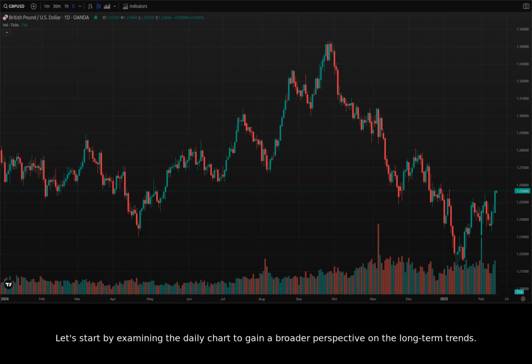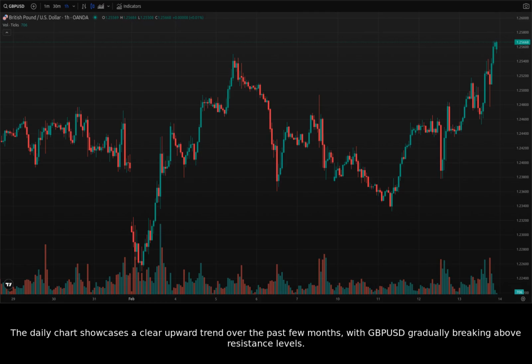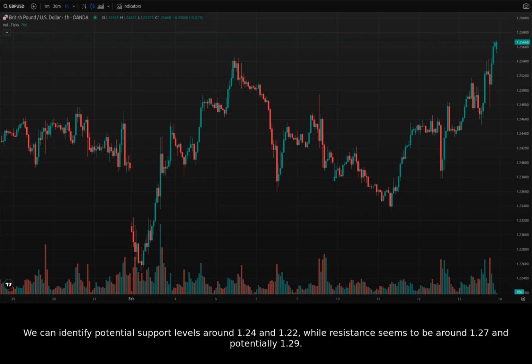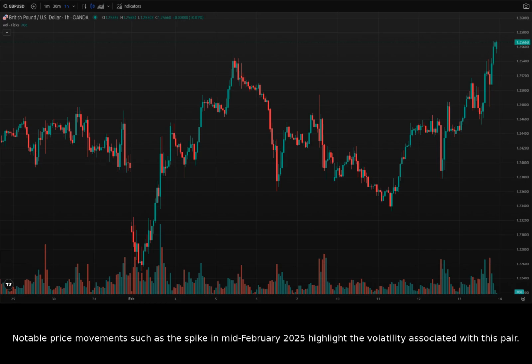Let's start by examining the daily chart to gain a broader perspective on the long-term trends. The daily chart showcases a clear upward trend over the past few months, with GBPUSD gradually breaking above resistance levels. We can identify potential support levels around 1.24 and 1.22, while resistance seems to be around 1.27 and potentially 1.29. Notable price movements such as the spike in mid-February 2025 highlight the volatility associated with this pair.